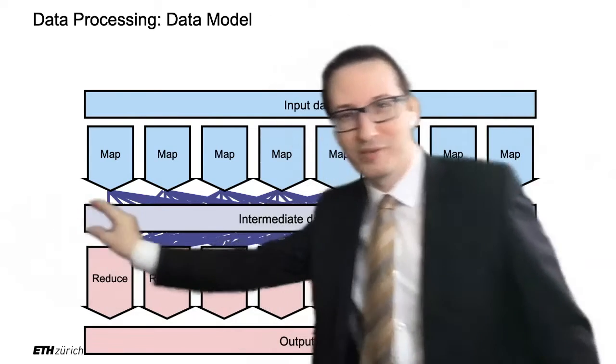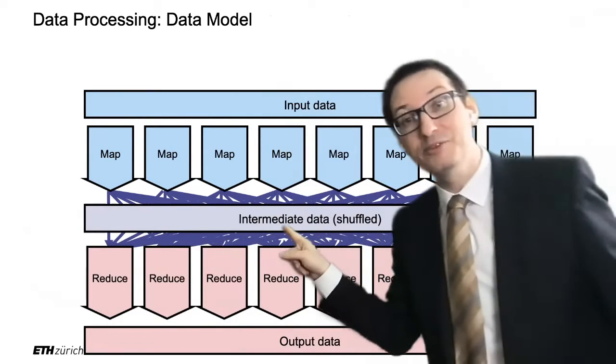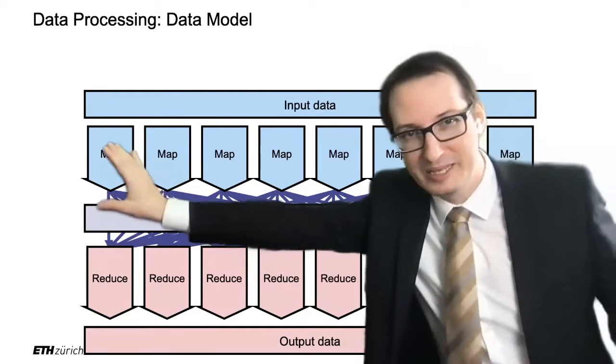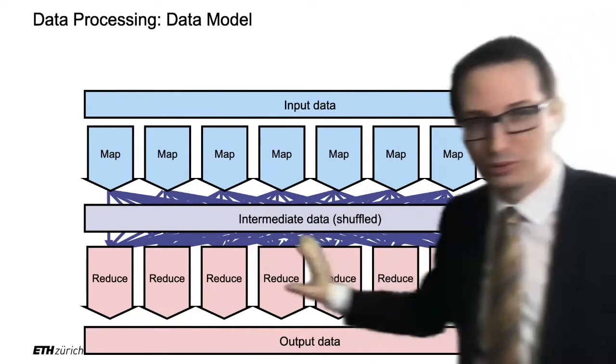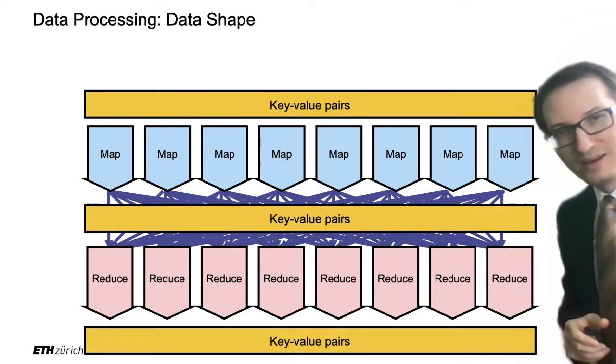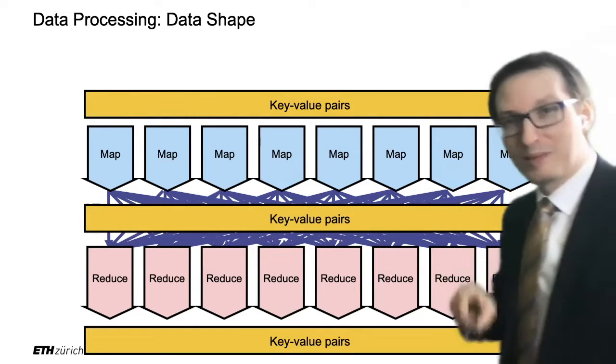So obviously I need to give a name to whatever is in there. So let's call it intermediate data, right? So the intermediate data is whatever gets shuffled around. It's basically the output of the map phase and the input of the reduce phase. You're welcome. Okay, well, one more thing.